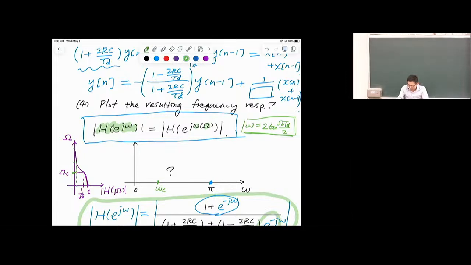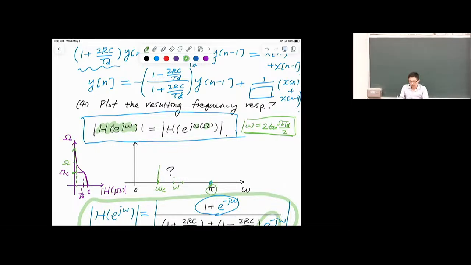So a bigger omega right here takes you to a higher omega right here, okay? And the gain is smaller. And when we further increase omega, the small omega also increases, but then it approaches the highest frequency, which is pi.